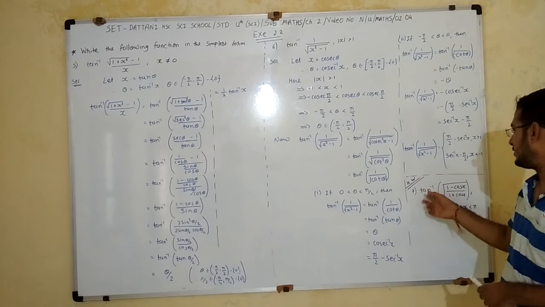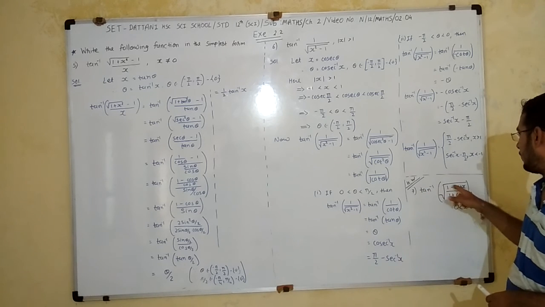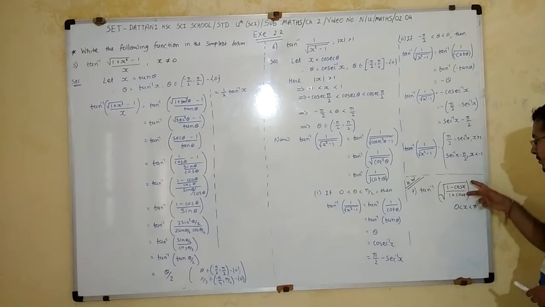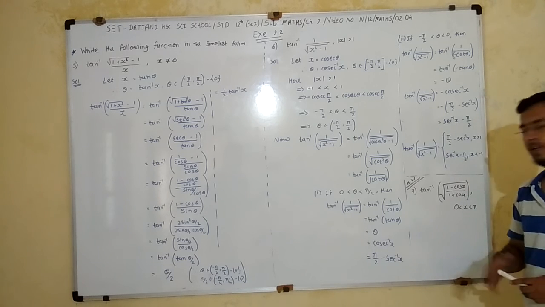Students, now the seventh one is tan inverse of the bracket, root of (1 minus cos x) upon (1 plus cos x), with x from 0 to pi. You have to use the sin and cos formulas.